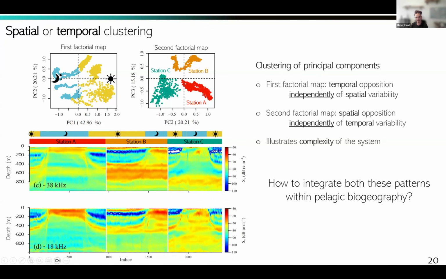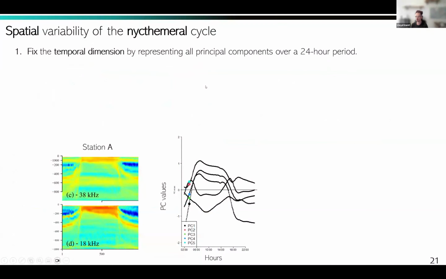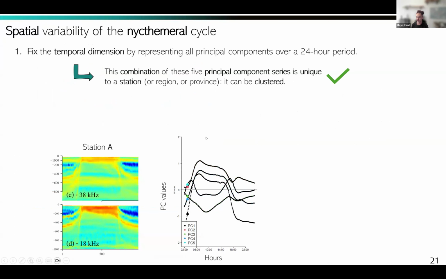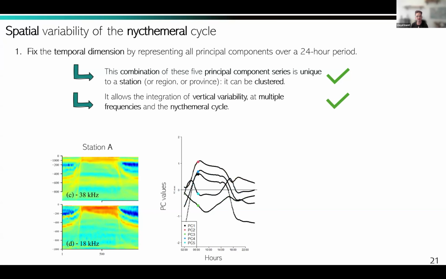And our question here is, how can we integrate both these patterns within pelagic biogeography? So to do that, I propose to fix the temporal dimension by representing all principal components of one station over a 24-hour period. So that's what you get here. And that summarizes the variability of station A over 24 hours. So the combination of these 5 principal component series is unique to a station or a region or province, depending on the scale that you work with, and it can be clustered and compared to other locations. And that allows, this representation allows to integrate vertical variability of the system and as well multiple frequencies. That's with the functional PCA.